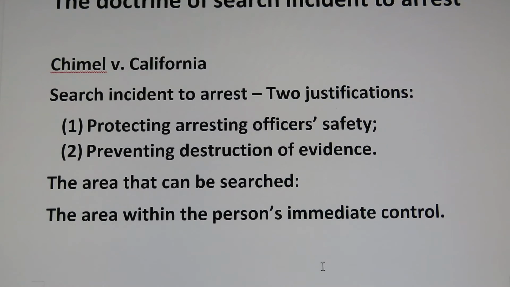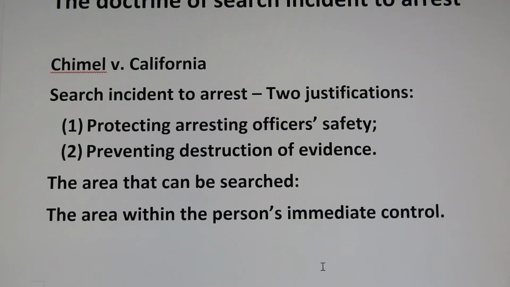That is really because if a person tried to grab a weapon to harm the officer, or tried to destroy the evidence, the person could only carry out this action in the area within his own control. So within his immediate control. That is also the area police could legally search. We do not want police to conduct a search broader than this area.